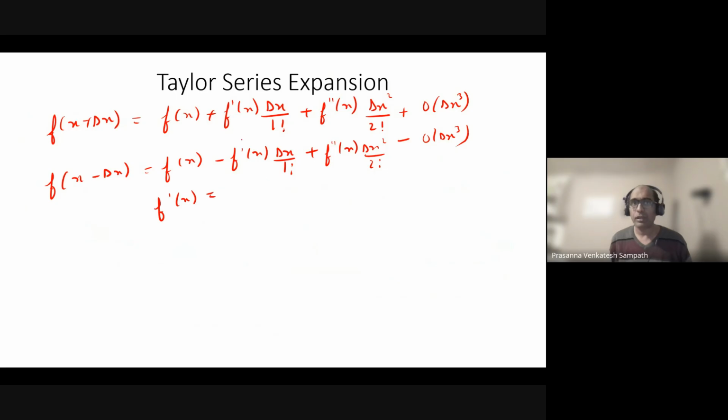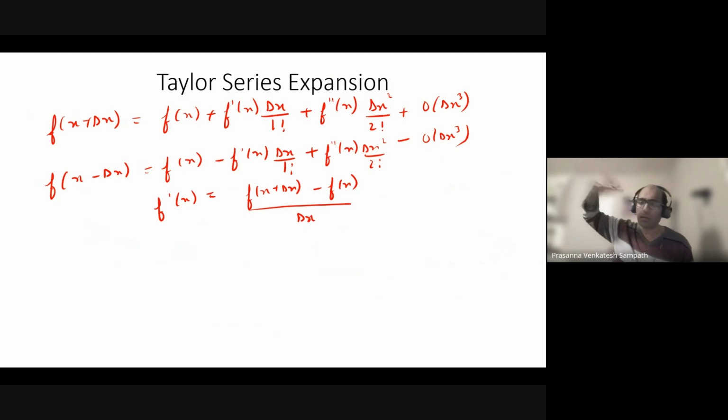F prime x, you can write it as f of x plus delta x minus f of x, divided by delta x, right? Of course, you are ignoring all the terms delta x square and higher order terms. Those will become smaller and smaller as delta x becomes smaller; delta x square, delta x cube, delta x power 4, and so on are all relatively small. So the error is of the order of delta x. Okay. So f prime x is simply f of x plus delta x minus f of x, divided by delta x. So this is one way of writing it.